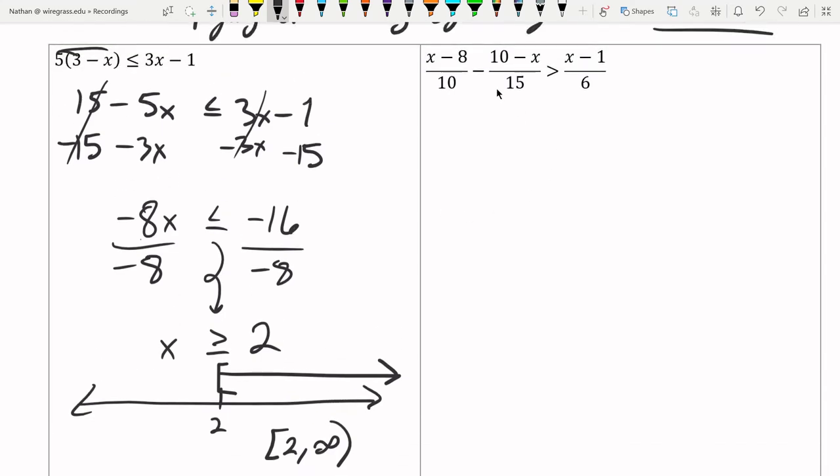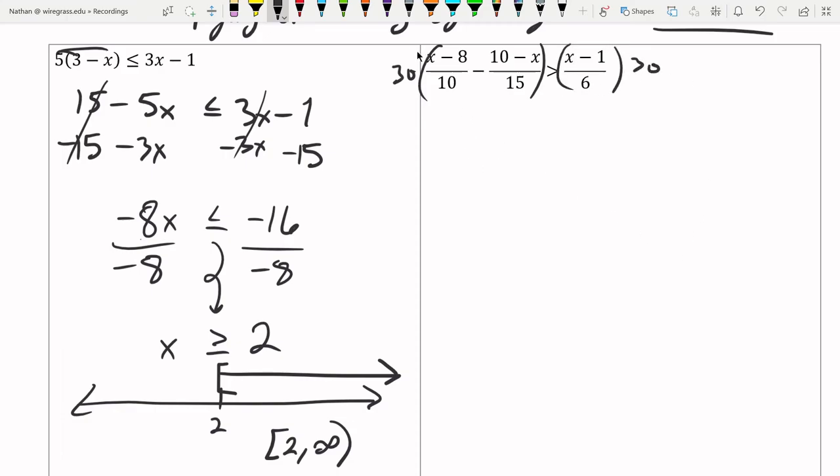Okay, this one has fractions. We can treat fractions just like we did in linear equations. We can multiply everything by the least common denominator. In this case, 10, 15, and 6 can all go into 30. So I'm going to multiply everything by 30.